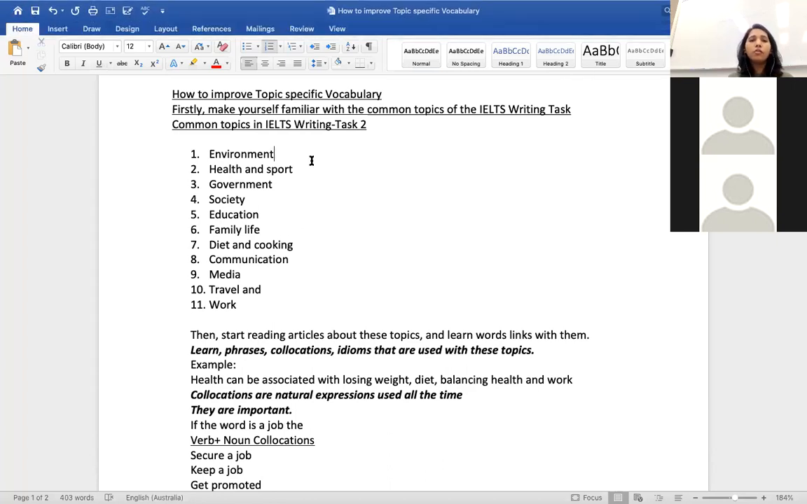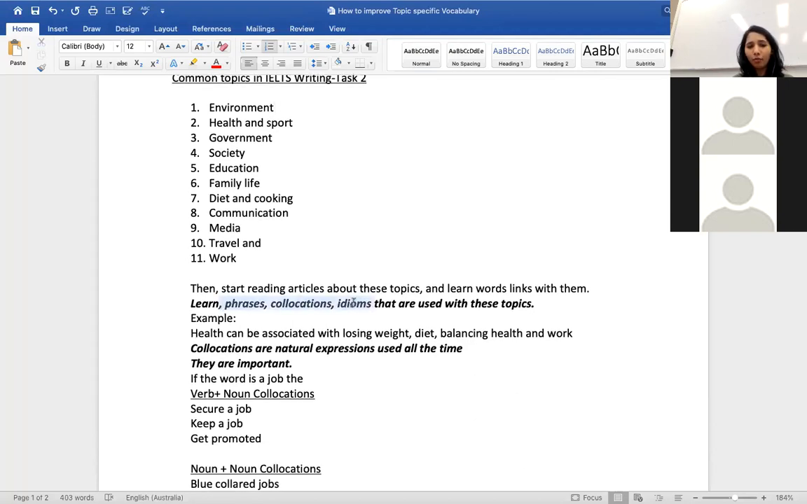So pick up any article that you like, a small article, maybe from some academic journal or Quora, and start reading about it. Something about the environment, something about global warming, so that in your head you're learning phrases, collocations, and idioms that are used with these topics. These are the three things that are important for you.